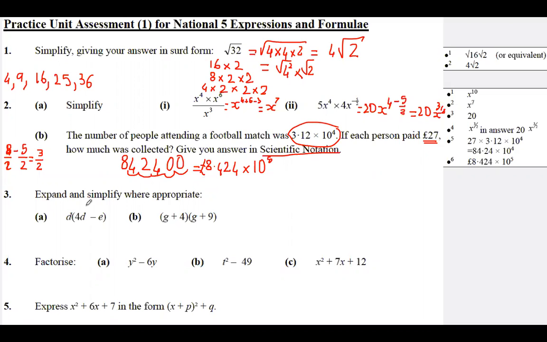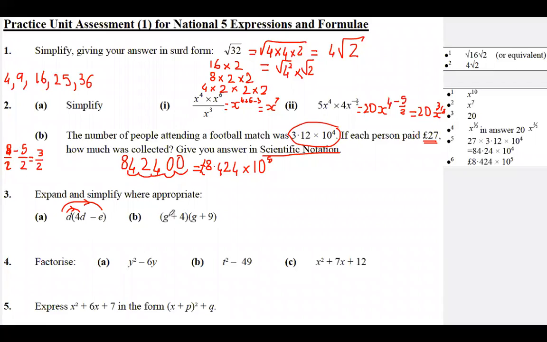The next one is expand and simplify. So we've worked on those before. D times 4D minus D times E. So 4D squared minus ED or minus DE, shouldn't make a difference. That would be for the first one.